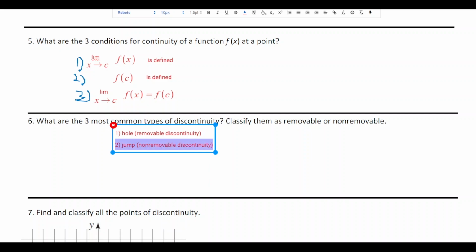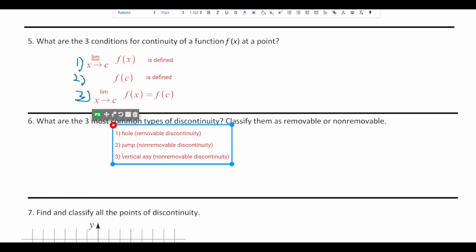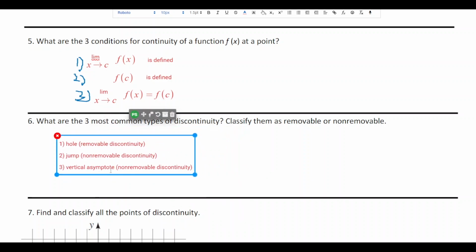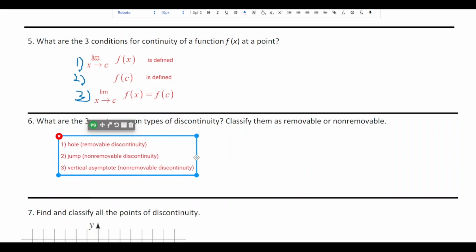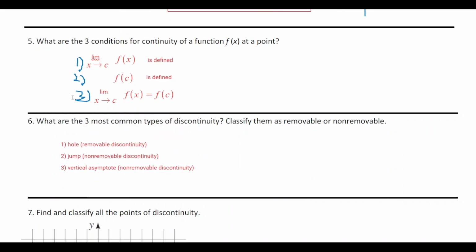Number 3 is going to be a vertical asymptote. And that is another example of a non-removable discontinuity. Now there are other types of discontinuity, but these are going to be the most common ones, and you're not going to see really anything else besides these three, for this course at least.